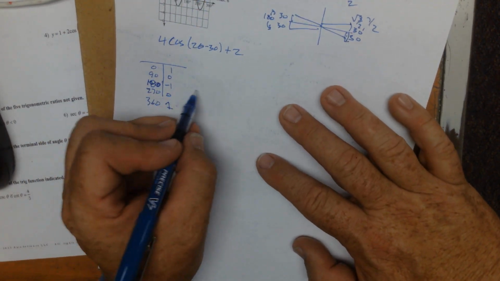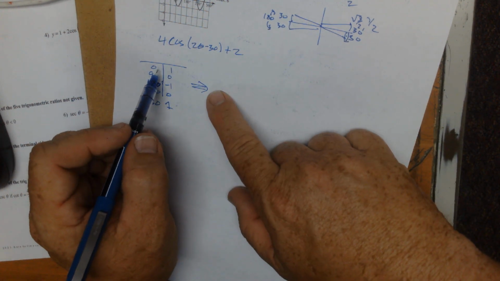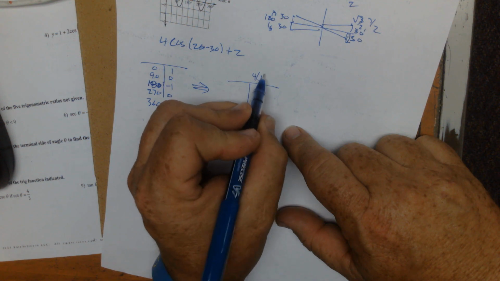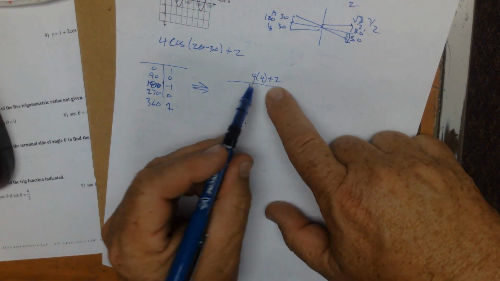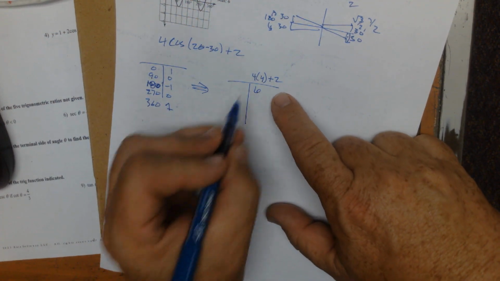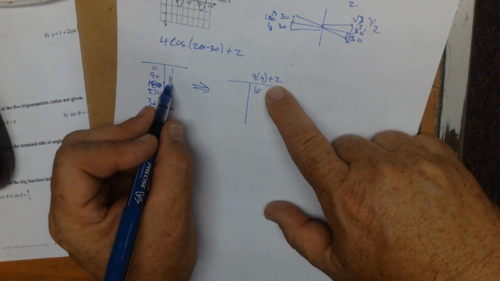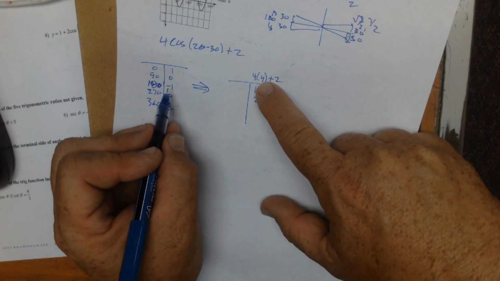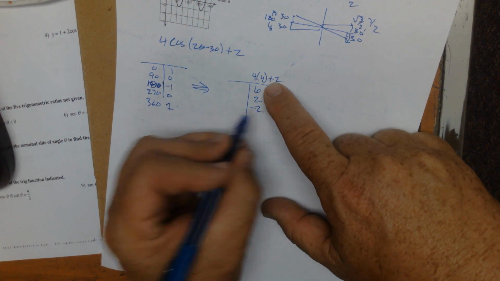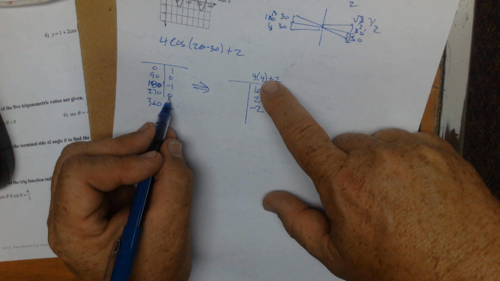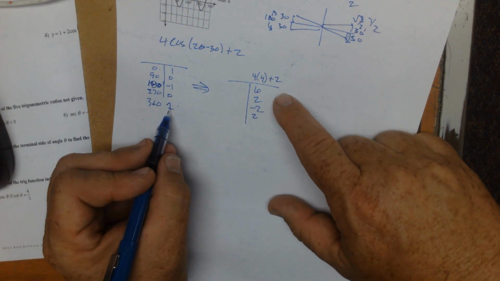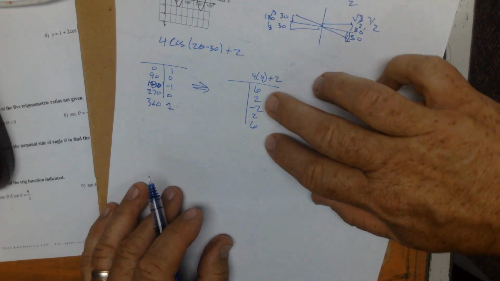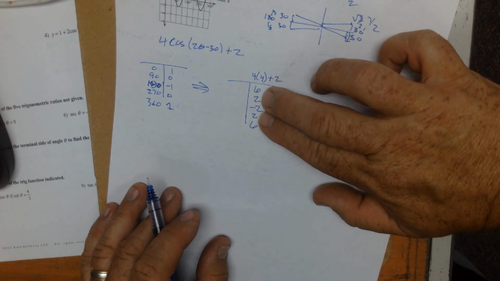So let's tackle that. So here we go. I'm going to do my y values first because it's going to be 4 times my y value plus 2. 4 times 1 is 4, plus 2 is 6. 4 times 0 is 0, plus 2 is 2. 4 times -1 is -4, plus 2, that's -2. 4 times 0 is 0, back to 2. 4 times 1 is 4 plus 2, that's back to 6. So if you notice, those two are going to be the same. Those two are going to be the same.